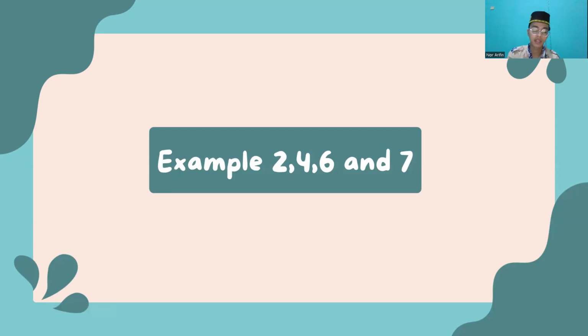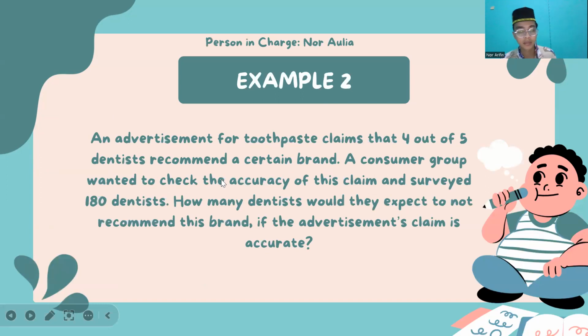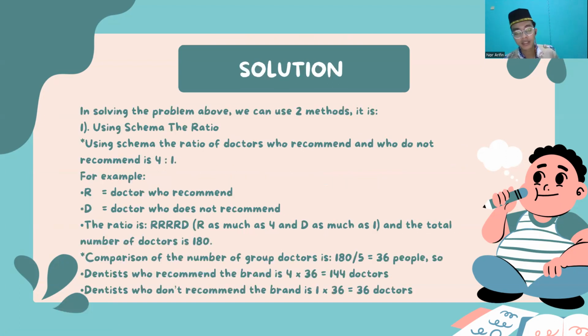Next, I will explain about example 2. The toothpaste ad claims that 4 out of 5 dentists recommend a certain brand. A consumer group wants to check the accuracy of this claim and surveyed 180 dentists. How many dentists would they expect to not recommend this brand if the advertisement claim is accurate?